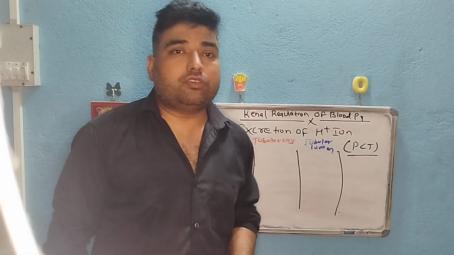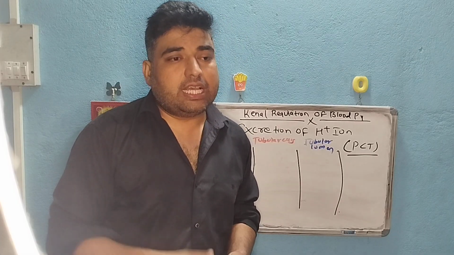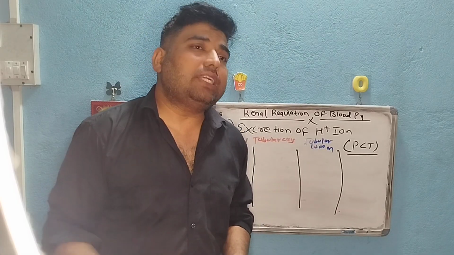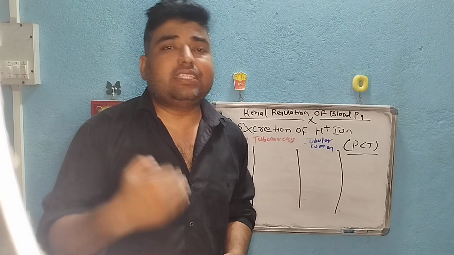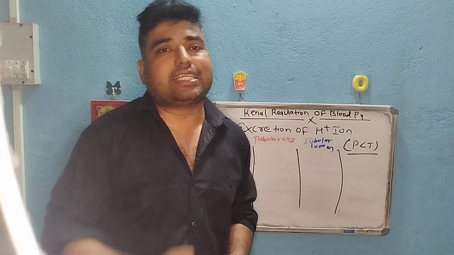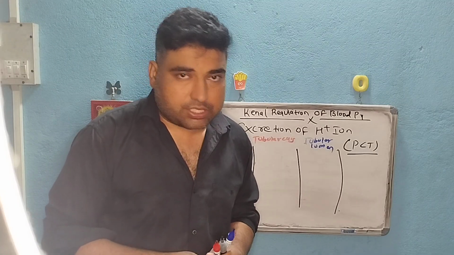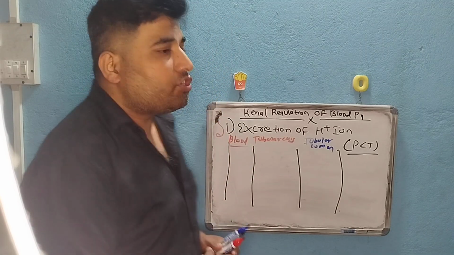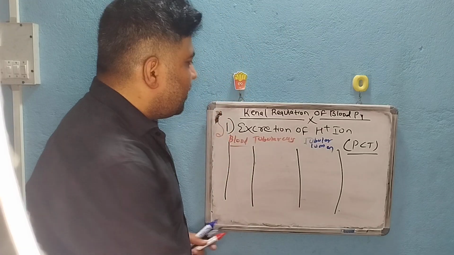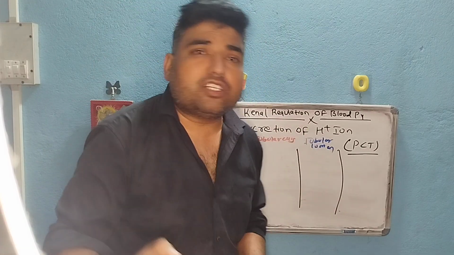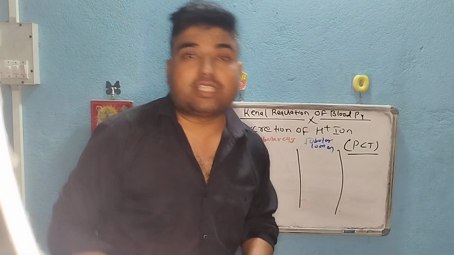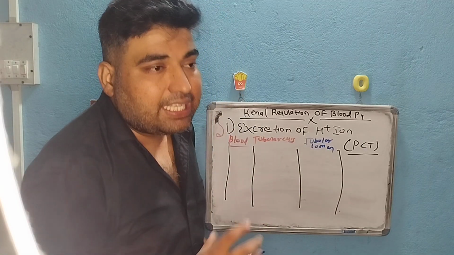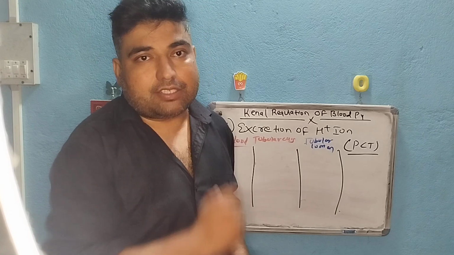In the previous video on blood pH homeostasis, I discussed the different kinds of buffering systems in our body and why they are separated as the first, second and third line of defense. Today we will talk specifically about how blood pH is maintained by the renal system. What is the contribution of the renal system in maintaining the acid-base balance?